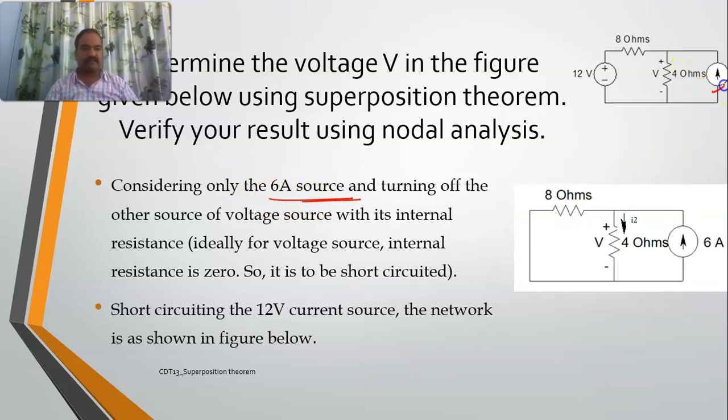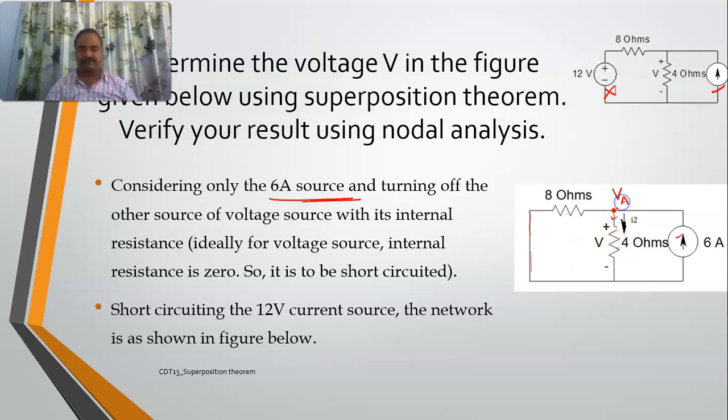Only this source is acting. I have to remove this voltage source. So what should I do? Ideally for a voltage source, the internal resistance is 0. So I should short it. I have shorted this one here. Now there is only one source and two resistors. If you can see, both are in parallel. So if I want to determine the current here, I can apply the current division rule, because the resistors are in parallel. Or otherwise, if you want, you can apply voltage directly.